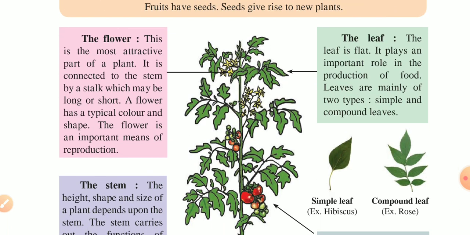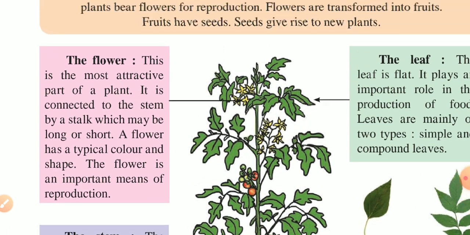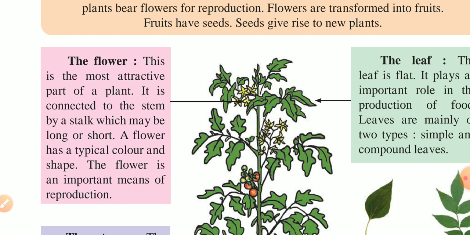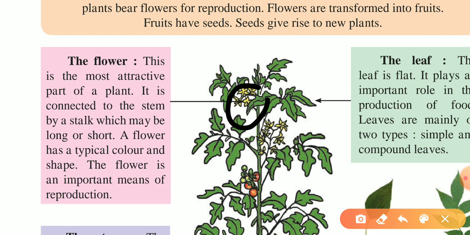Now we learn about the flower. Here you can see the yellow color flower. This flower is the most attractive part of the plant. It is connected to the stem by a stalk, which may be long or short. Do you want to know where the stalk is?